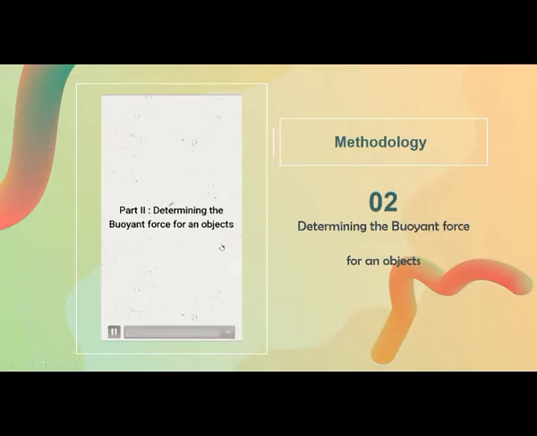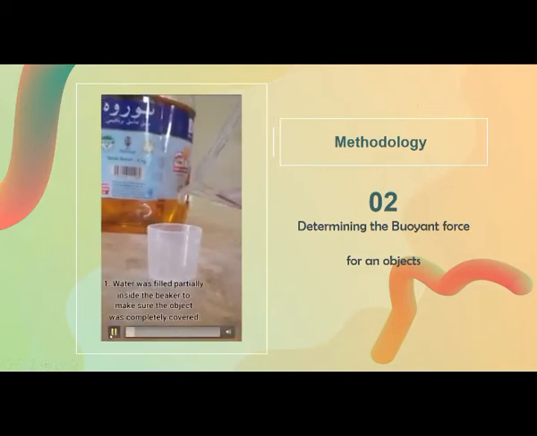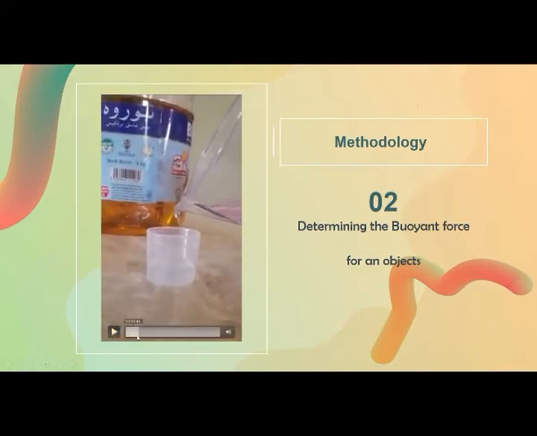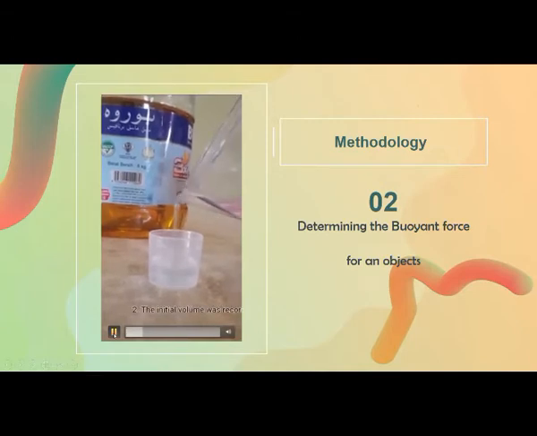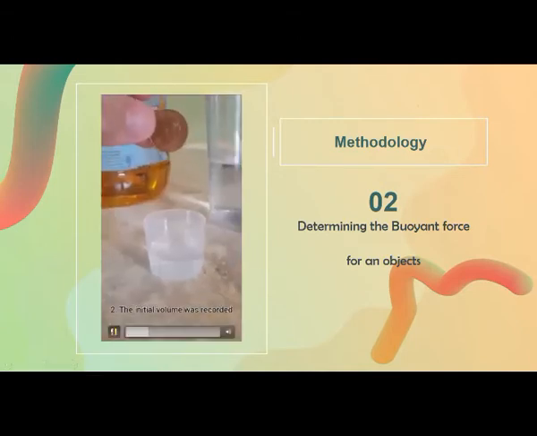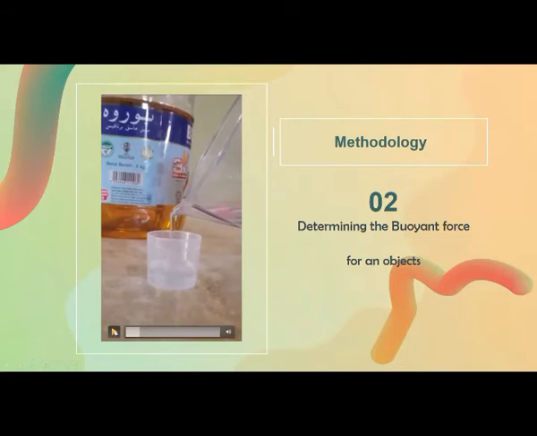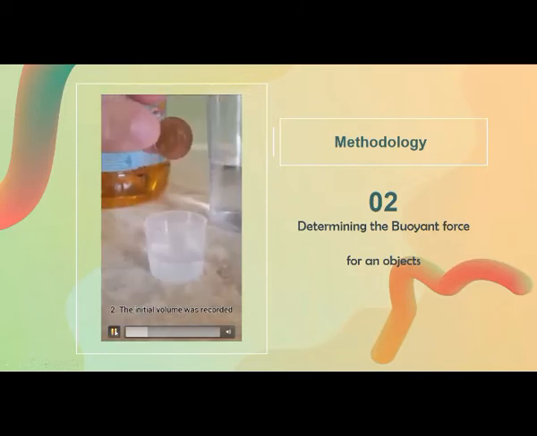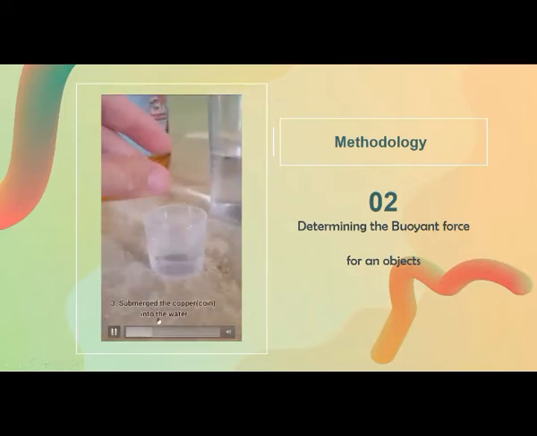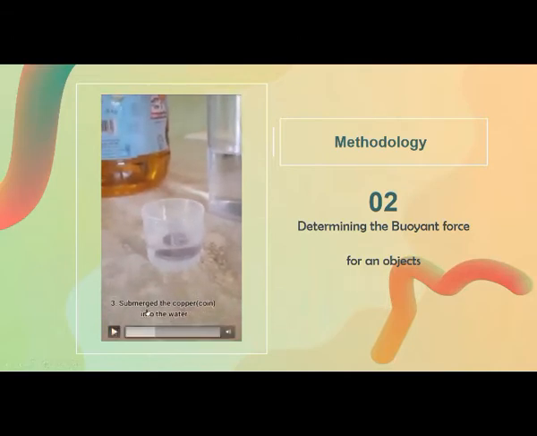So for part two, firstly, water was filled partially inside the beaker to make sure the object was completely covered. Just make sure the water is enough to completely cover the object. For the second step, we record the initial volume of the water and submerge the copper, which is the coin, into the water.